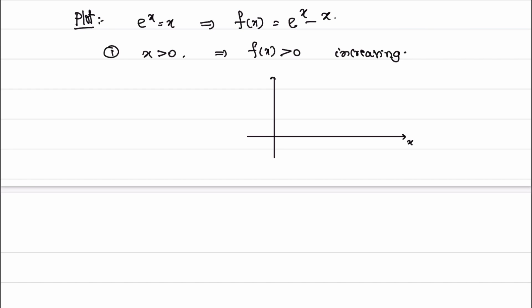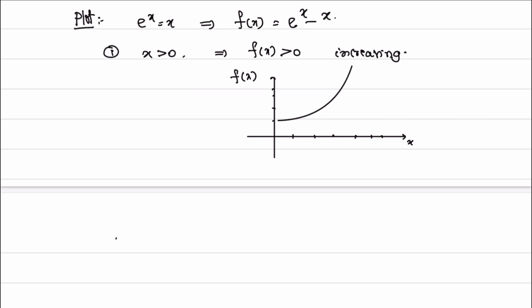This is x, this is function f(x). When x is greater than 0, it is gaining. This is 1, 2, 3, 4, 5, 6. When x is greater than 0, it is gaining. I am not touching x equal to 0 now. It is gaining like this because it's an exponential equation.